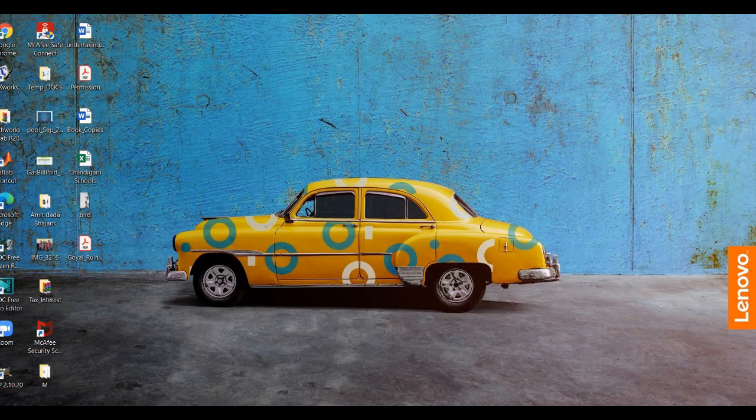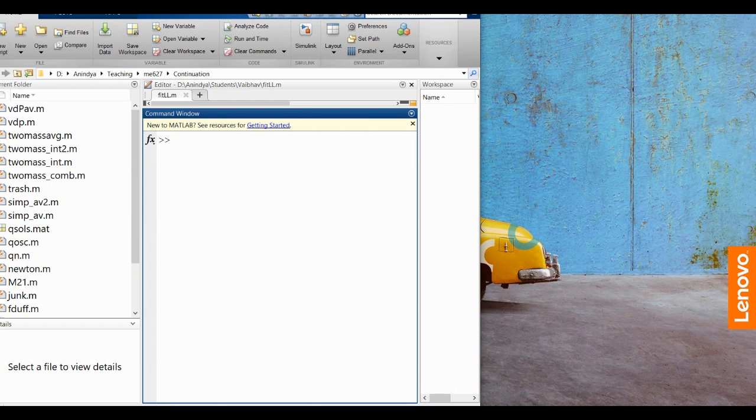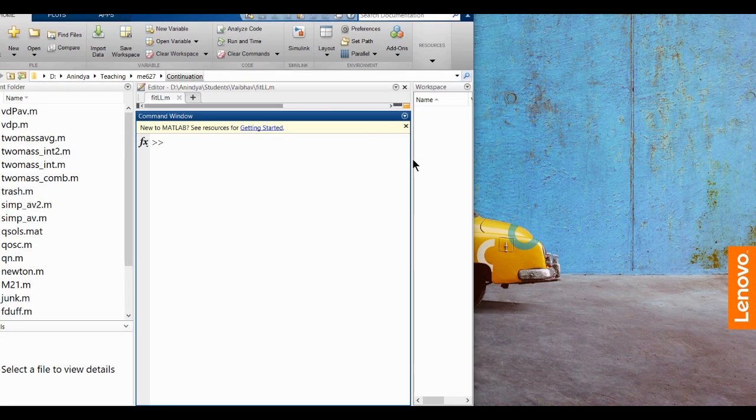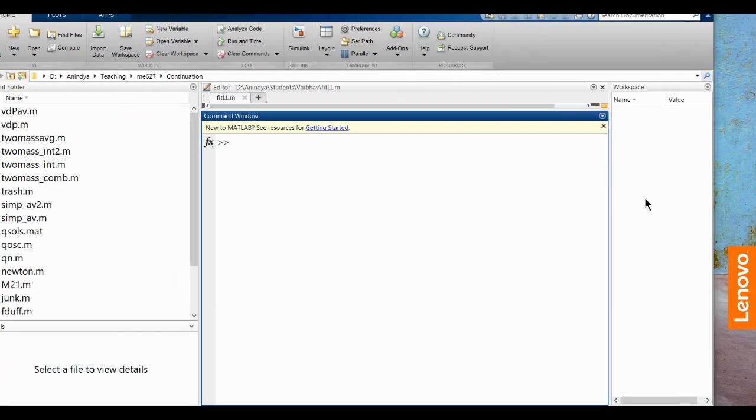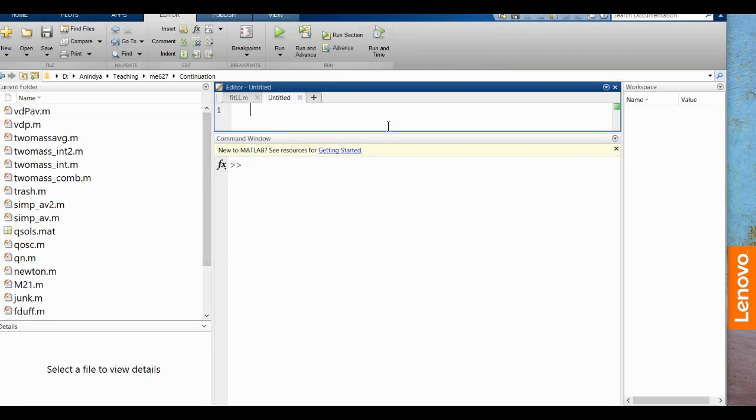Move to MATLAB, and I am going to disconnect my board here. Give me a second. Let's move this a little bit out. Let us start a new script and get this one down here.